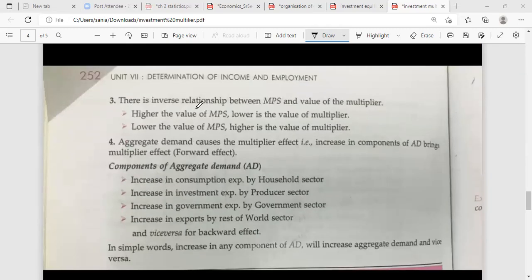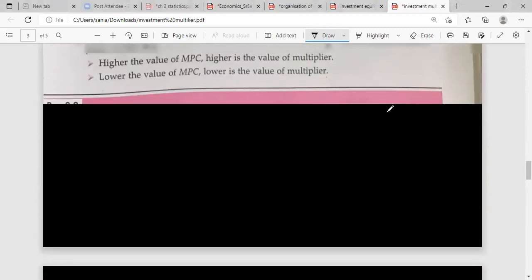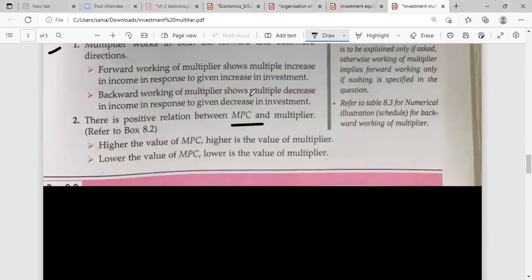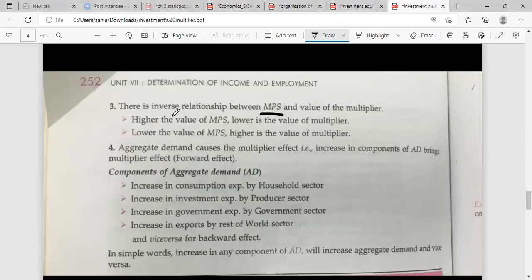Now, third point: there is an inverse relationship between MPS and the value of multiplier. See, for MPC there is a positive relationship: higher this, higher this. But for MPS it is a negative relationship. The higher the value of MPS, the lower the value of multiplier, and the lower the value of MPS, the higher the value of multiplier.